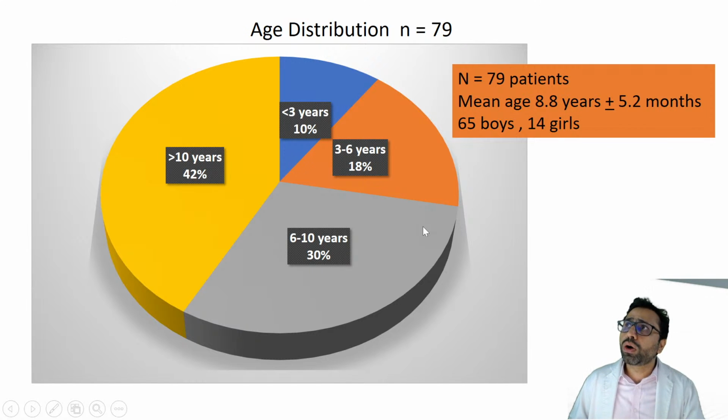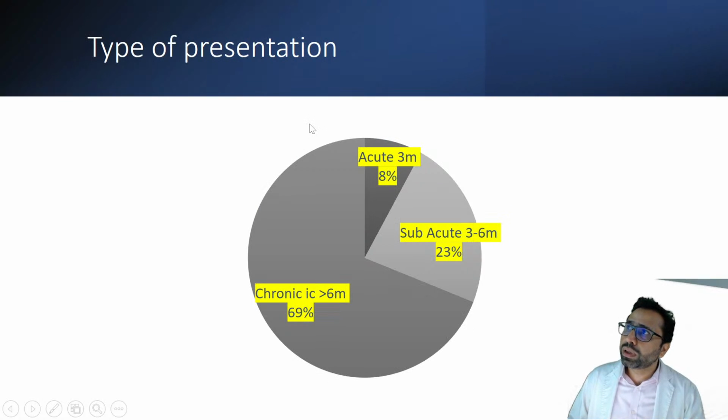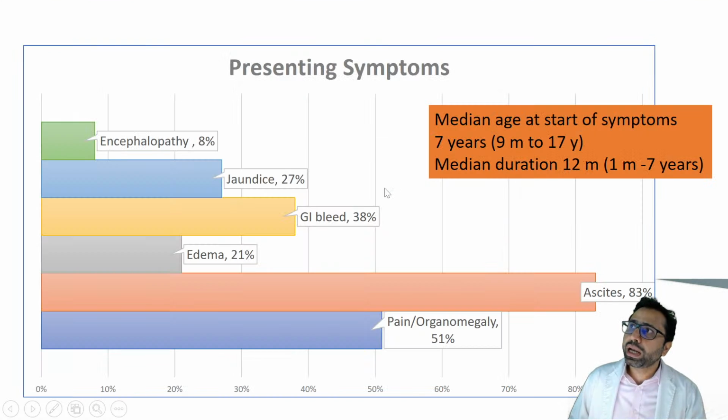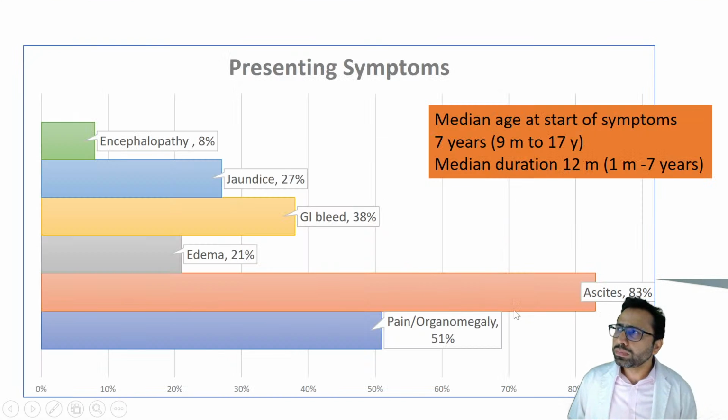So coming to our cohort, we had 79 patients over about 7 years, mean age of 8.5 years, and most of them were boys. About half of them were more than 10 years of age, 42%. And then 10% were less than 3 years, which was a very challenging subset for intervention. Most of them presented in this chronic sort of presentation, and very few had acute presentation, none had fulminant presentation.